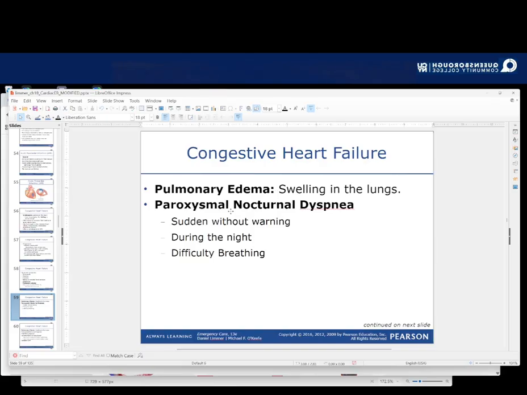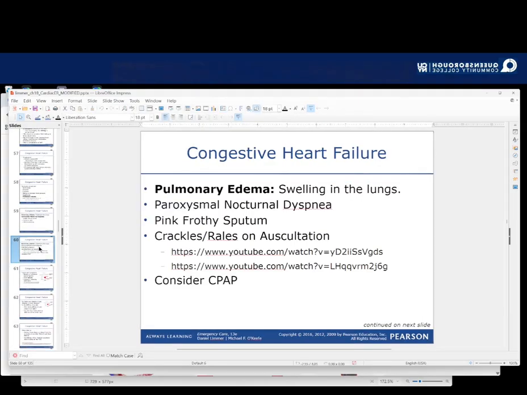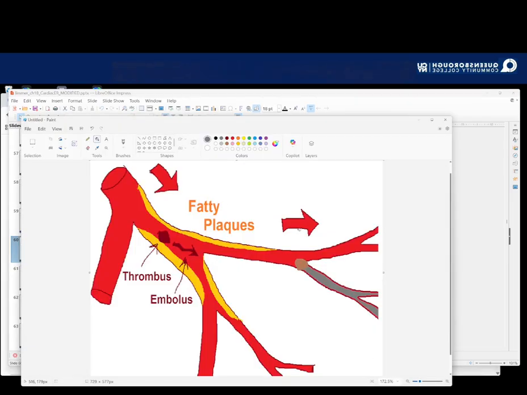Now, people with pulmonary edema typically complain of a situation called paroxysmal nocturnal dyspnea, difficulty breathing in the middle of the night, and it happens suddenly without warning. That's paroxysmal. What's causing that? Well, here's the pink frothy sputum.